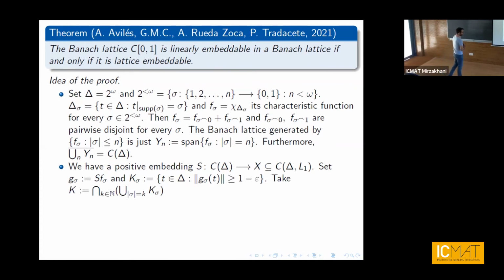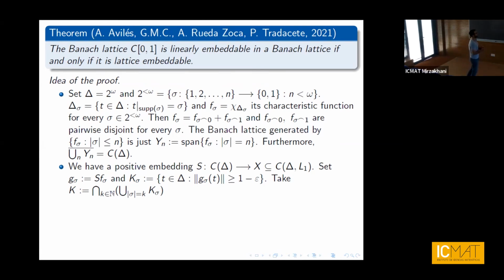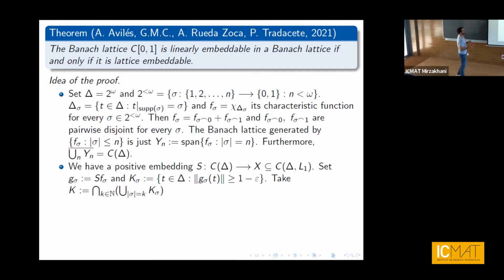And then we just take the intersection of the union of this K sigma. So this is just a finite union of compact sets. And what we are taking is a decreasing sequence of compact sets, so this has non-empty intersection. And in this set, each J sigma either has a big norm or a small norm. So in some sense, what we are doing is trying to disjointify these functions J sigma, okay?